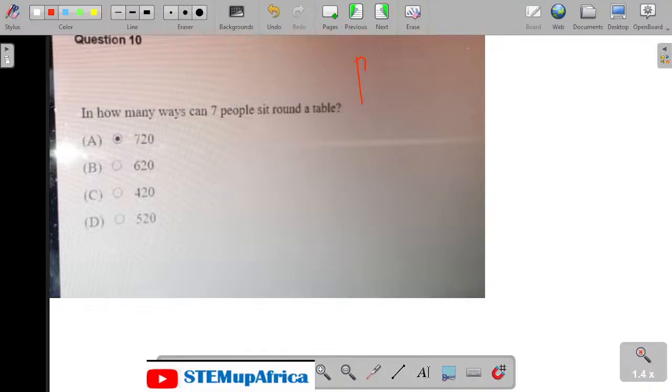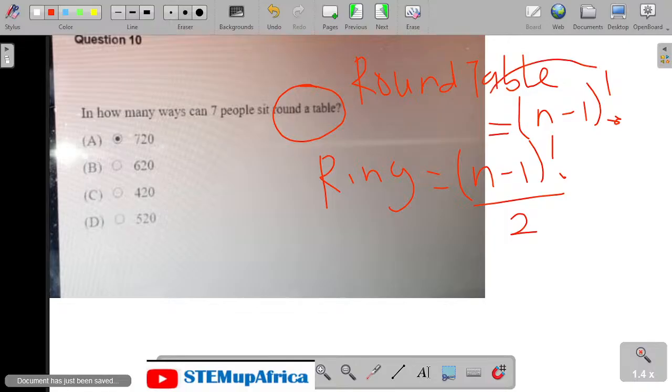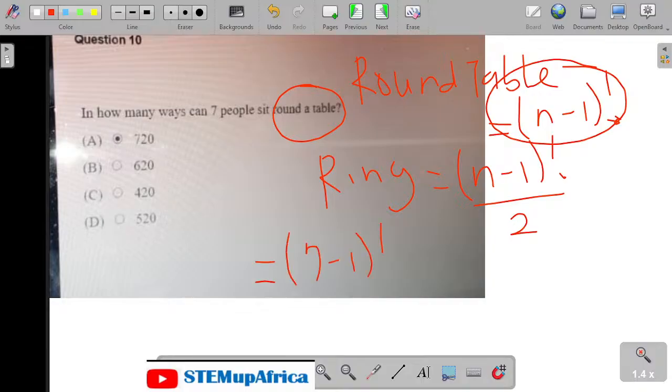For round table, the formula is simply n minus 1 factorial. For ring, the formula is simply n minus 1 factorial divided by 2. So we are dealing with a round table here. That means I'm going to use this first mathematical expression. So the 7 here is the n. So we are going to have 7 minus 1 factorial, which is 6 factorial.